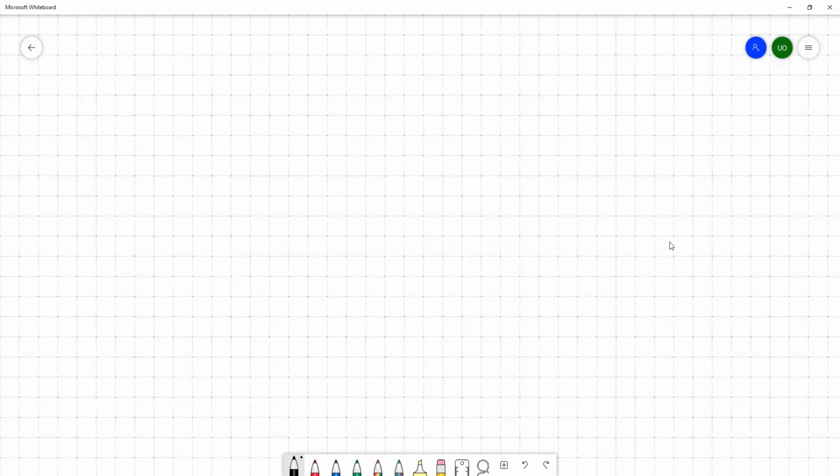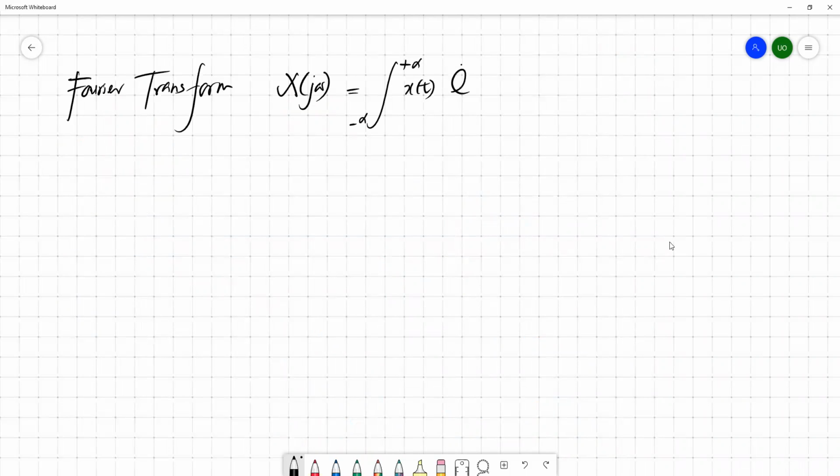So the Fourier transform: if you have x(t), the Fourier transform of x(t) is X(j omega) equals the integral from minus infinity to plus infinity of x(t) e to the power minus j omega t dt. So this is the Fourier transform.